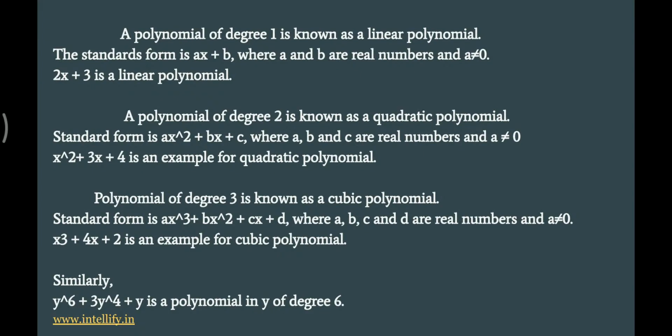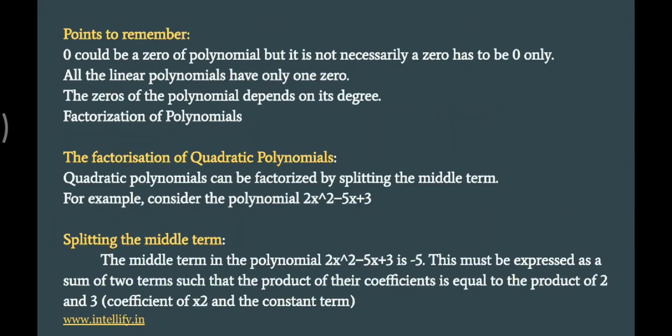For the cubic polynomial, the form is ax cube plus bx square plus cx plus d, where a, b, c, d are real values. x cube plus 4x plus 2 is one example of a cubic polynomial. Similarly, y to the power 6 plus 3 into y to the power 4 plus y is a polynomial in y of degree 6.